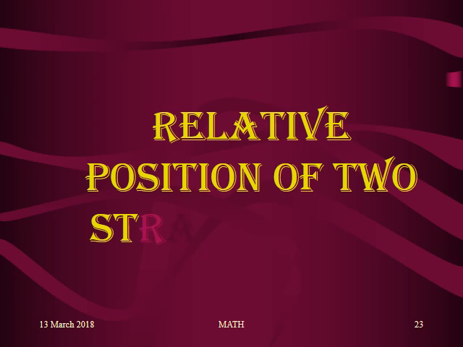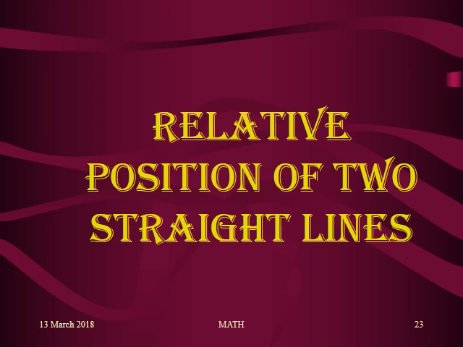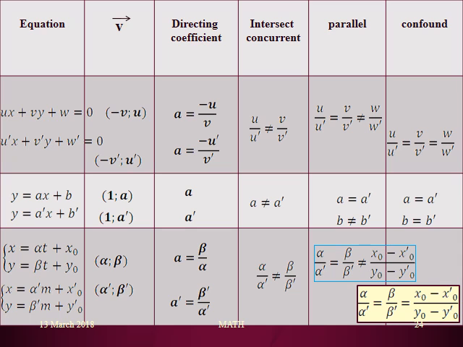Now, relative position of two lines. First, general form of the Cartesian equation. Two lines intersect if u over u prime does not equal v over v prime. If u over u prime equals v over v prime but does not equal w over w prime, the lines are parallel. Two lines are coincident if u over u prime equals v over v prime equals w over w prime.